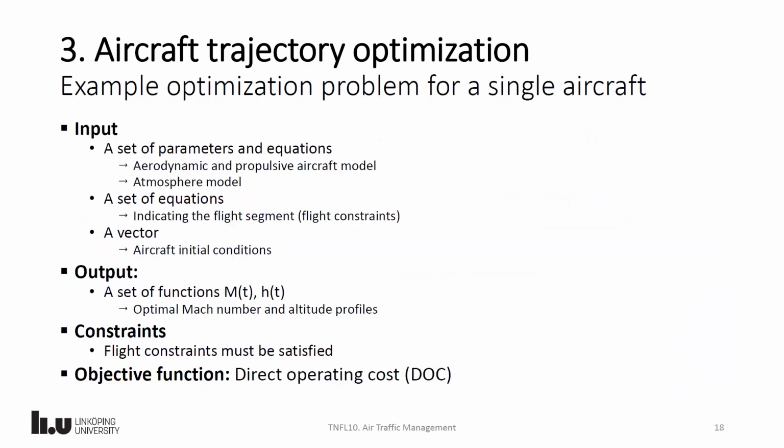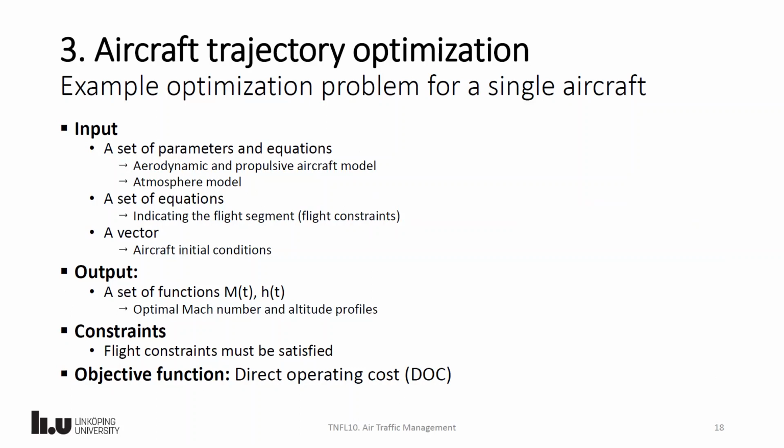So this could be an example of an optimization problem for a single aircraft using the notation and the formulation that we used in this class last week. The input of our problem would be a set of parameters and equations that give us the aerodynamic and propulsive aircraft model and also the atmosphere model. Then we have as an input a set of equations indicating the flight segments and a vector of initial aircraft conditions.